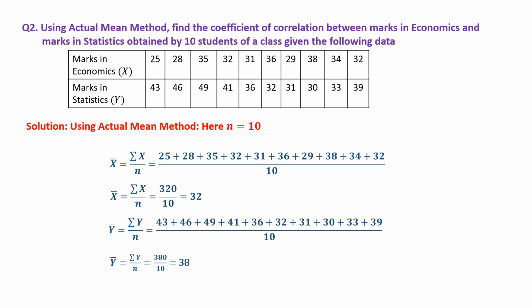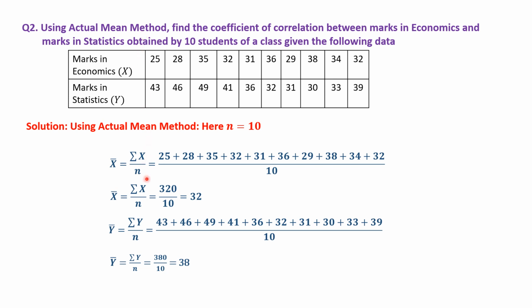Now the second problem reads, using actual mean method. So the name of the method is specified, so we are supposed to stick to the method. Find the correlation coefficient between the marks in economics and marks in statistics obtained by 10 students of a class, given the following data. So we are given the marks for 10 students here, and the method that we are using is the actual mean method. That's the second method that we are using.